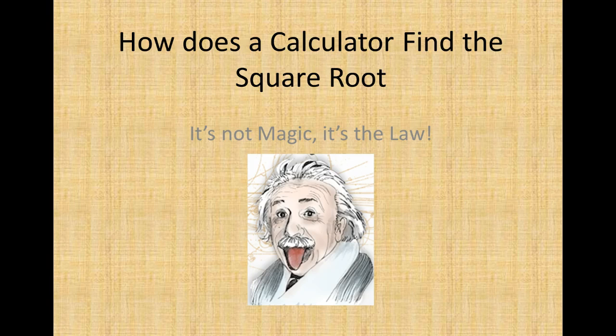But suppose you have another number. Suppose you have 498.6 and you take the square root of that. What is that? Well, you don't know, and you need a calculator to do that. Well, how does the calculator do that? That's what I'm going to show you.